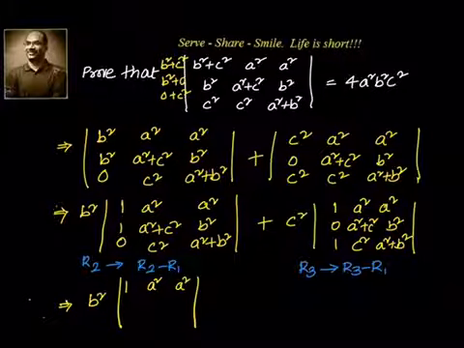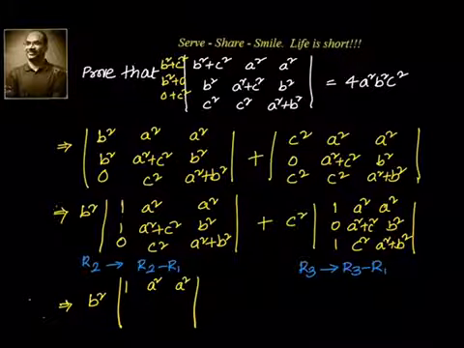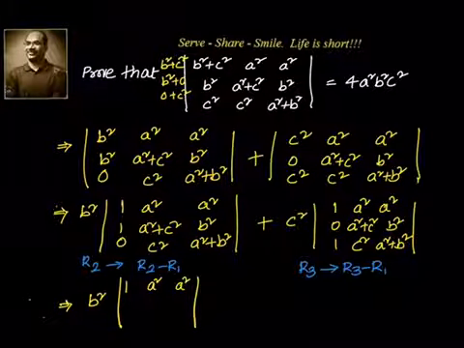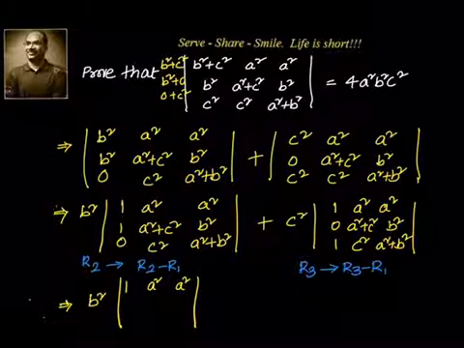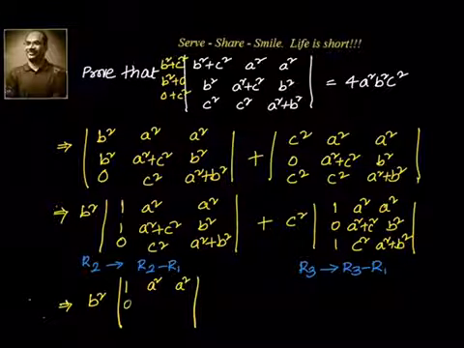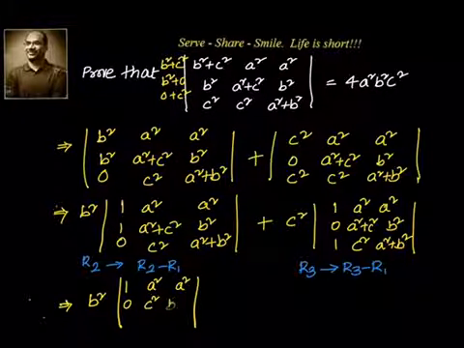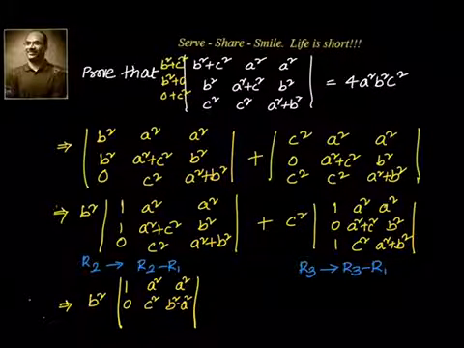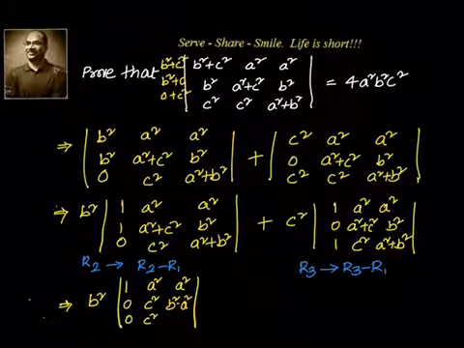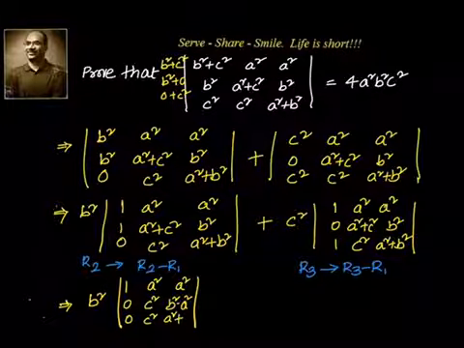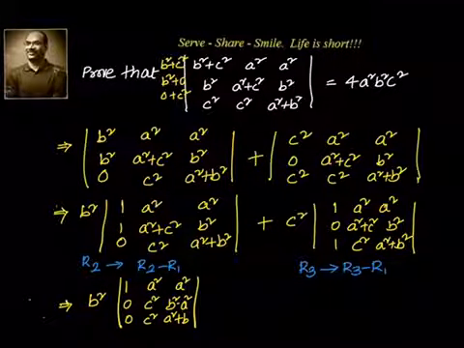We will have 1 minus 1, 0, 0, a square plus c square minus a square is c square, and b square minus a square, and the last row will remain as it is, that is 0, c square and a square plus b square.